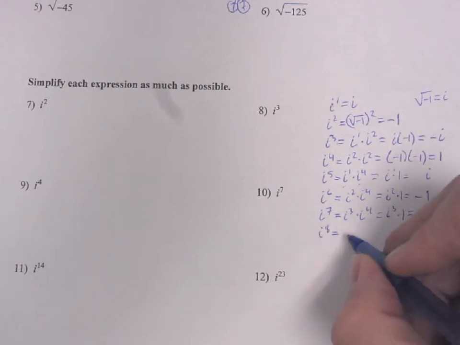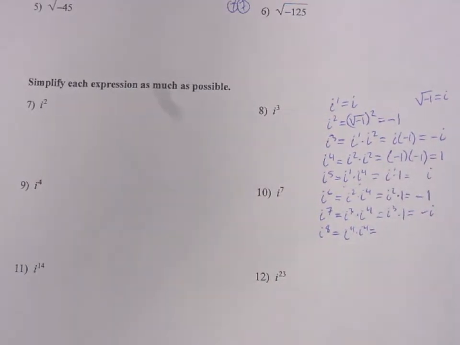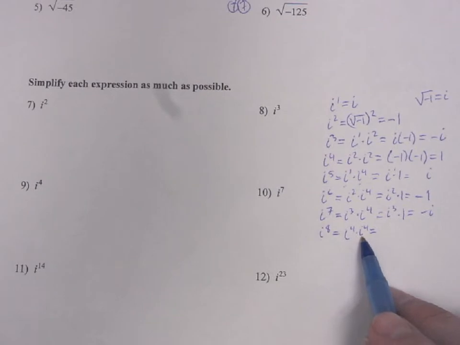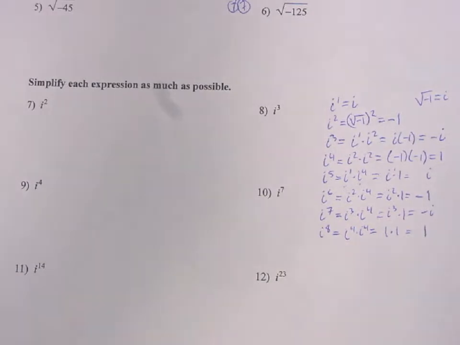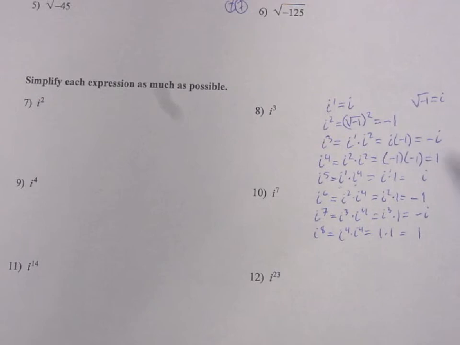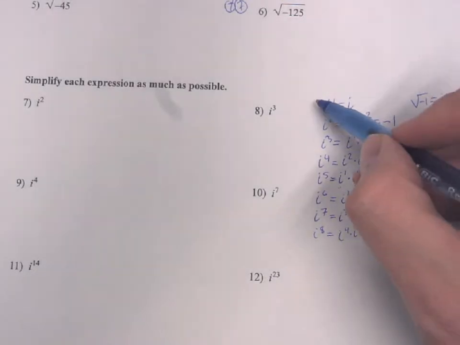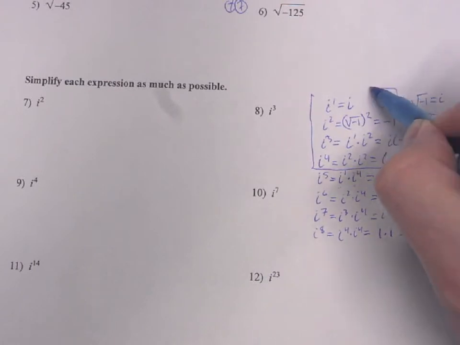Okay, i to the eighth is i to the fourth times i to the fourth. Okay, i to the fourth times i to the fourth is going to be 1 times 1, because we already know i to the fourth is 1. So this is 1 times 1, and that's equal to 1. So notice the pattern here. i, negative 1, negative i, 1. i, negative 1, negative i, 1. It's going to keep repeating, time after time after time. This just keeps happening over and over and over. So really the important ones to know are the first 4 here. Okay.